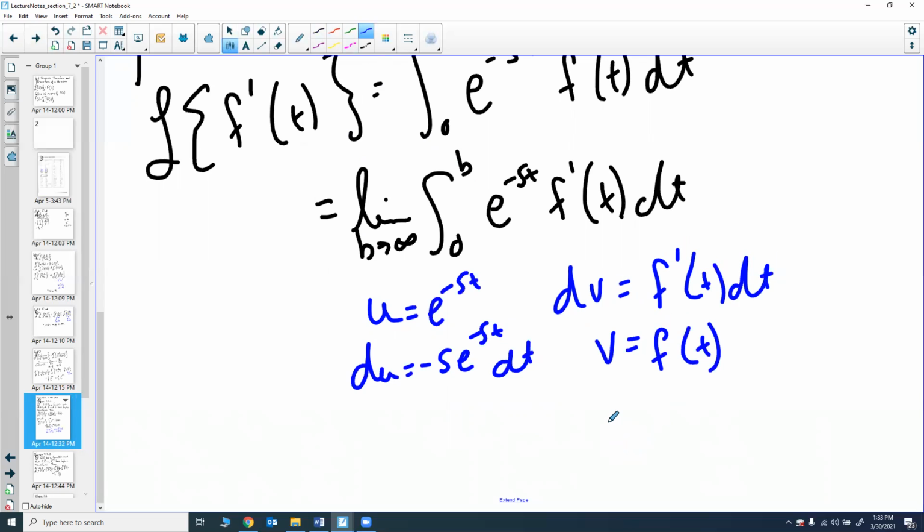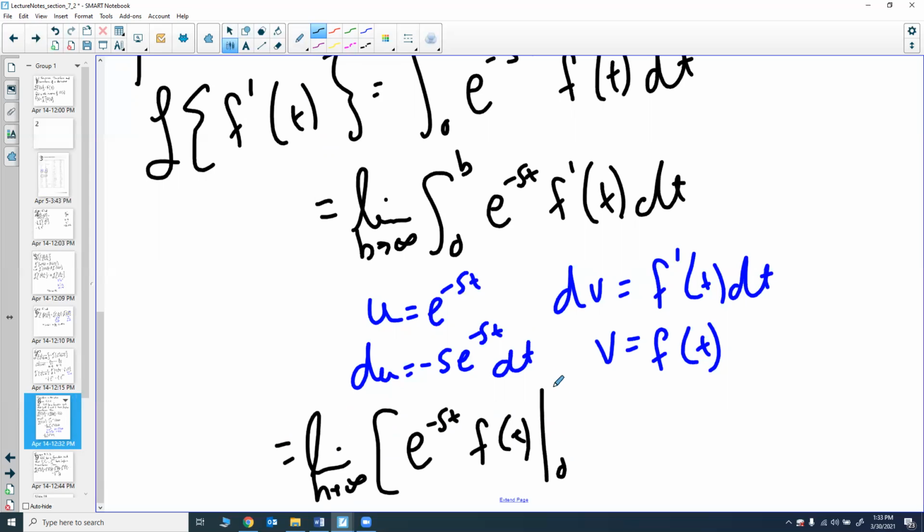Okay, so we're just doing integration by parts here. No big deal. We now can substitute those in. And we have the limit as b goes to infinity of u, which is e to the minus st, times v, which is f of t. We're going to evaluate that from 0 to b, minus the integral from 0 to b of u dv. I got to remember my formulas. Integration by parts is u times v minus the integral of v du. So that would be minus s e to the minus st times f of t dt. All right, cool. We have that now.